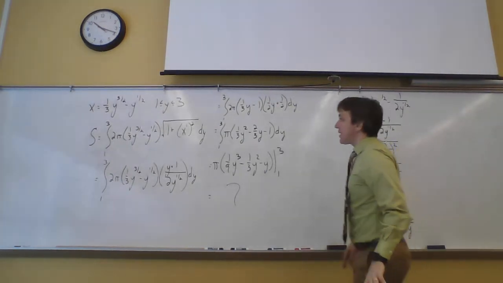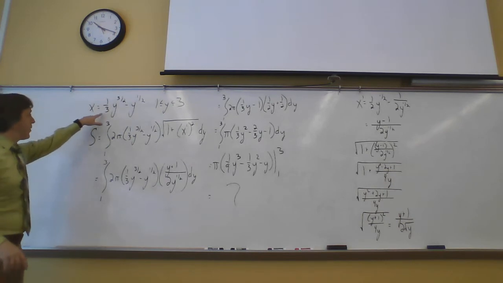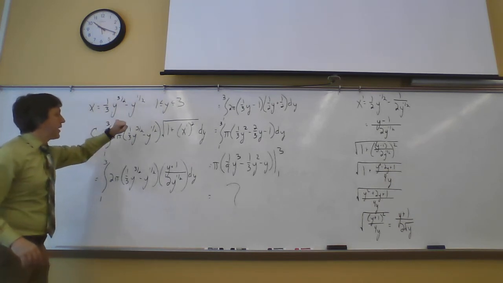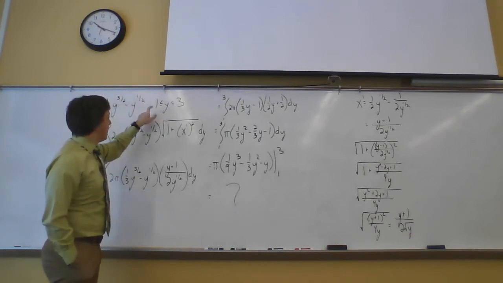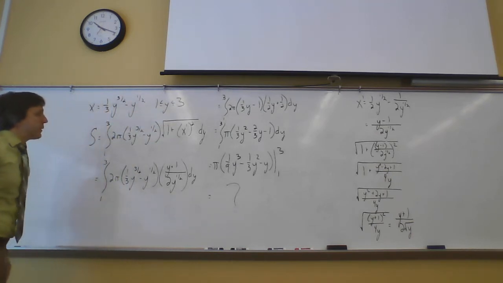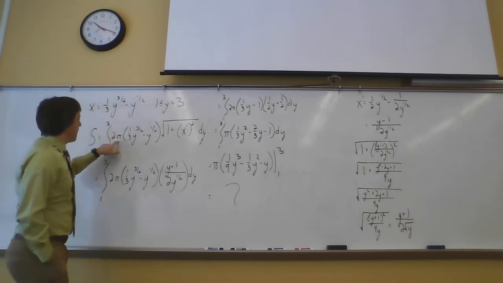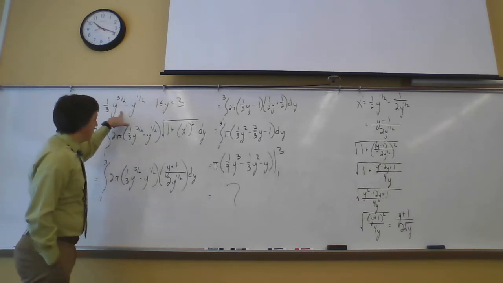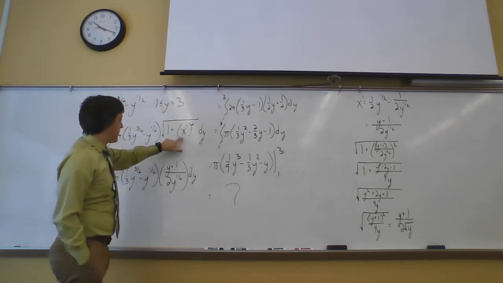Okay, so for our last example of today, I want to look at this curve, x equal to 1/3 y to the 3 halves minus y to the half. It's going to be rotated around the y-axis, with y between 1 and 3. So we have the integral from 1 to 3 of 2 pi times our original function times the arc length, yay, which we still have to sort out.